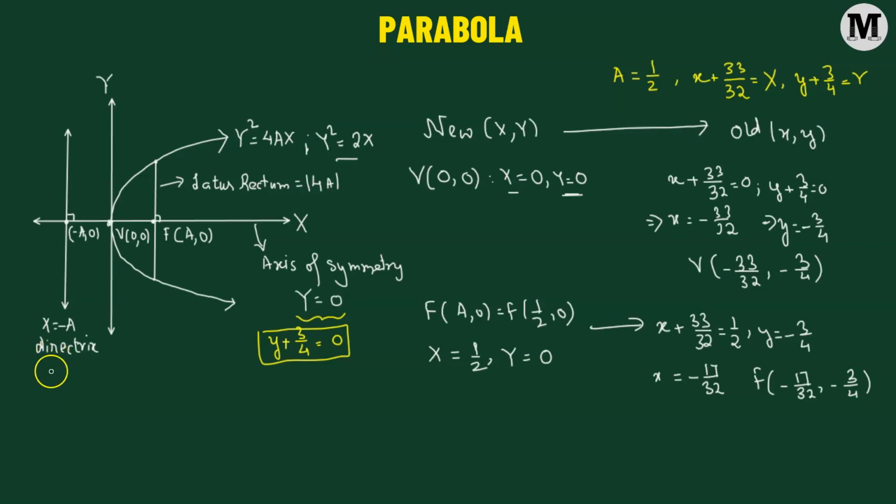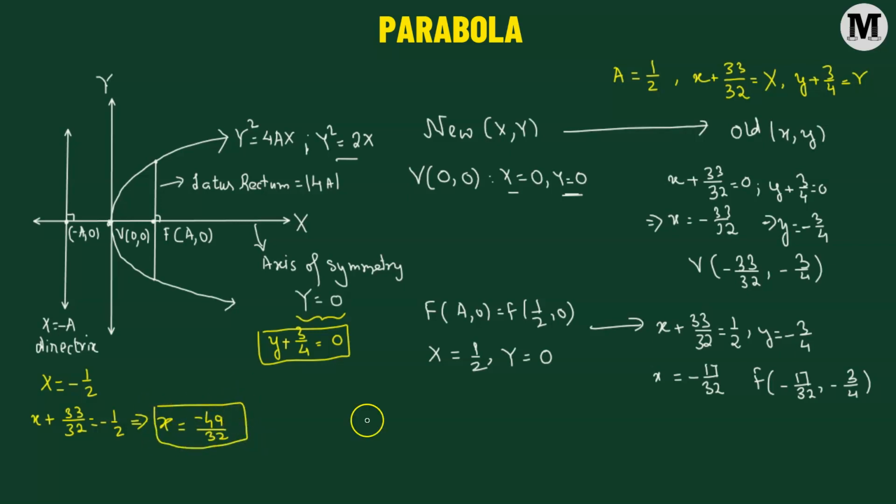Coming to the equation of the directrix, here we have X equals negative a, that means we have X equals negative 1/2. All we have to do is replace the value of X with x plus 33 over 32, which equals negative half. When we solve for the value of x, we get x equals negative 49 over 32. So our equation of the directrix is x equals negative 49 over 32.